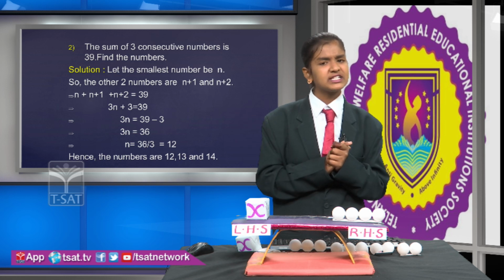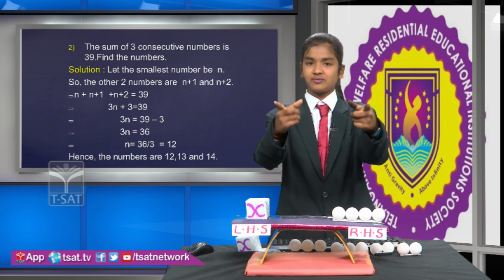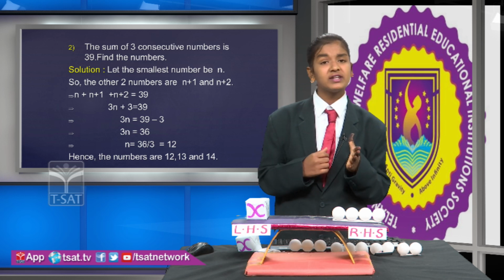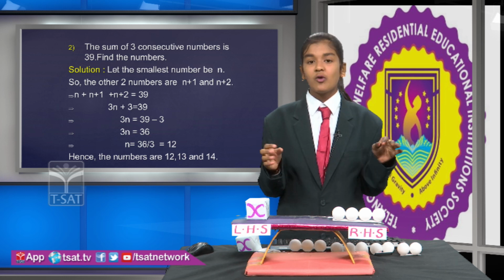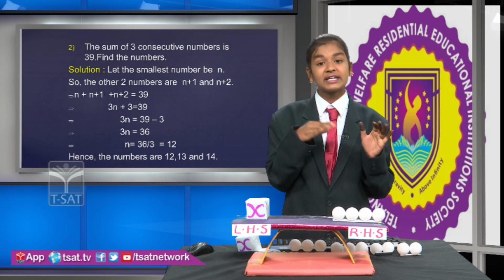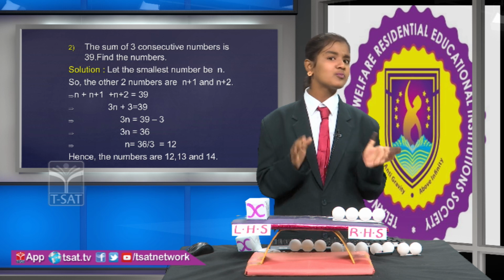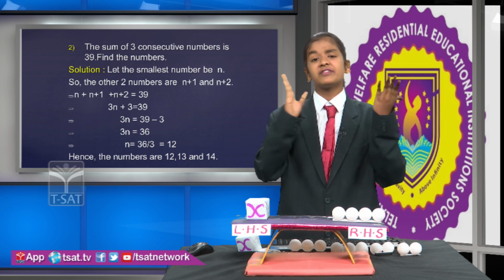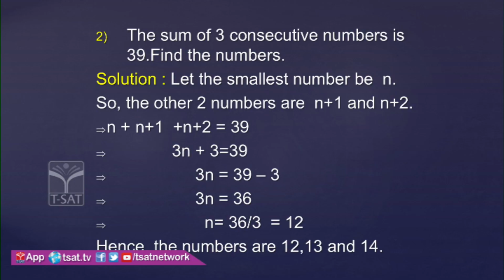But simple equations have only one variable. Do we need 3 variables, my question is. Friends, when I say consecutive numbers, do we need 3 variables? No. If we know the smallest number of the 3 numbers, automatically we can know the other 2 numbers also. So friends, let the smallest number be n. So the other numbers are n plus 1 and n plus 2.